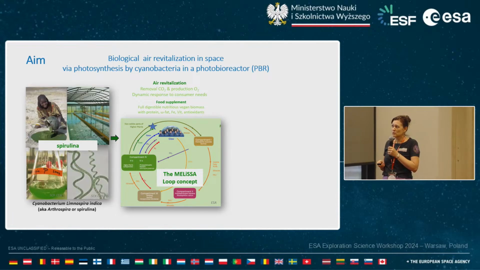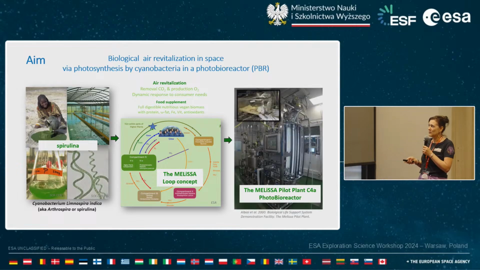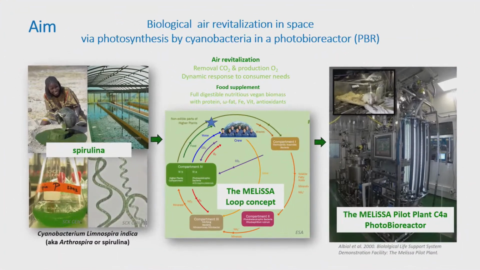We use spirulina in this bioreactor, one specific strain. In the meantime, it has also changed names. So the Arthrospira C experiment was the old name. Now it's called Limnospira. But okay, it's still the same organism. We have in the MELiSSA community a pilot plant in Barcelona where we already test this strain on a larger scale.